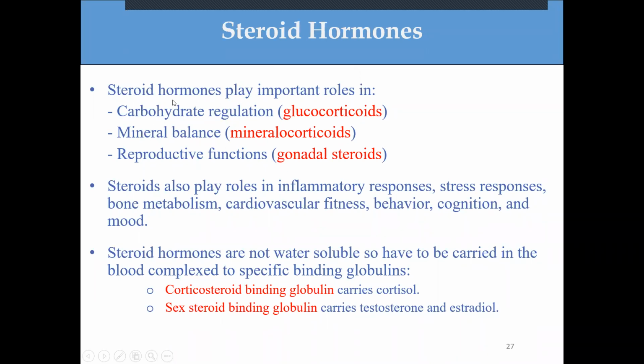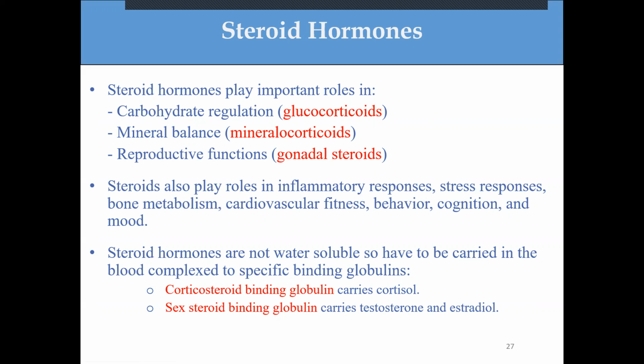There are a bunch of steroid hormones, such as glucocorticoids, which help regulate the levels of carbohydrates in the body. It helps regulate your blood sugar. The second one is mineralocorticoids, such as aldosterone, which helps regulate sodium and water. And the final one is gonadal steroids, such as testosterone and estrogen. Okay? Steroids have a lot of functions in the body.